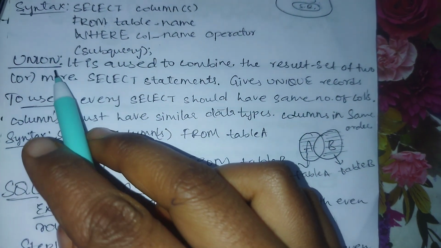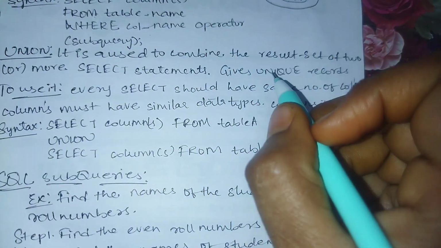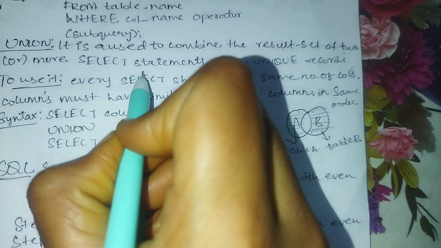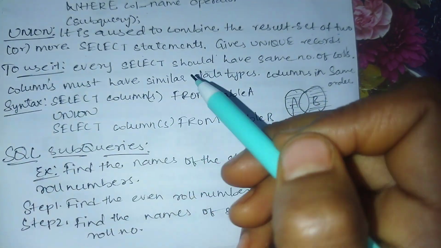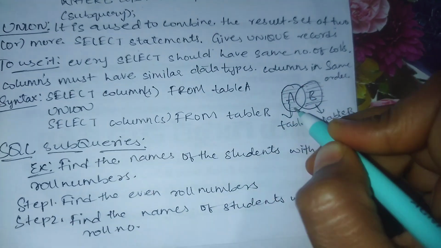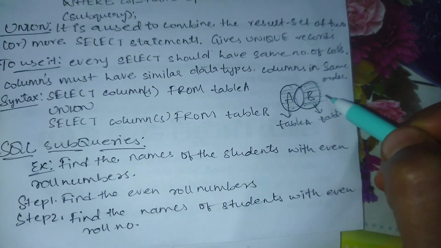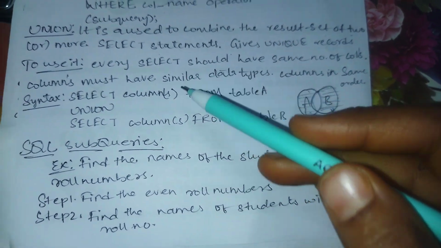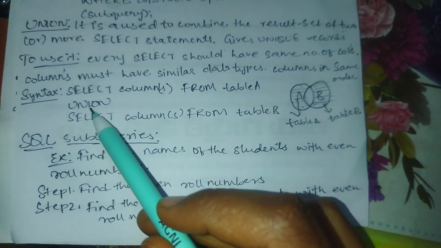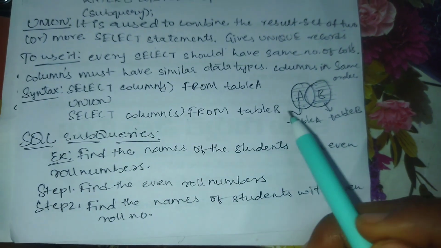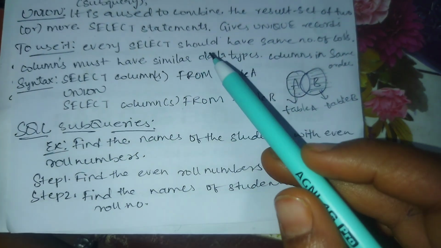Union is used to combine the result sets of two or more select statements, giving unique records. Take A as a set and B as a set. For union, this is the part, without the common elements duplicated. This is the syntax: select columns from table A, union, select columns from table B. Removing the duplicate intersection part is known as union.